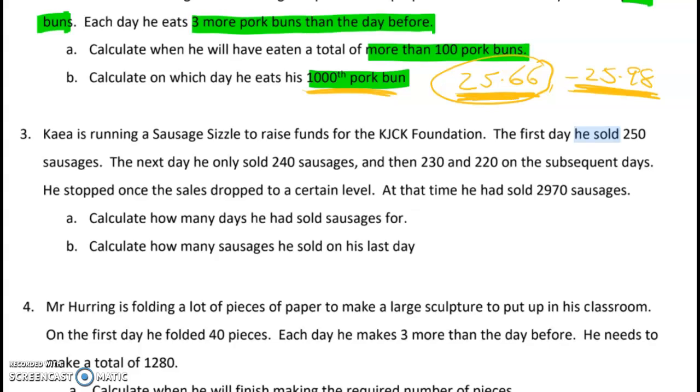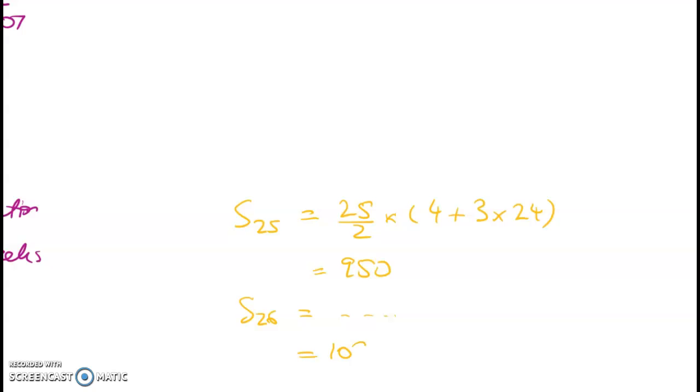So it's worth checking what's the sum of 25 and then what's the sum of 26. So I'm going to do that now rather than doing all the repetitive stuff. So S of 25 will give me 25 over 2 times 4 plus 3 times n minus 1, which is 24. That works out to be 950. And then S of 26 works out to be 1027. So on day 25, he hasn't eaten it.